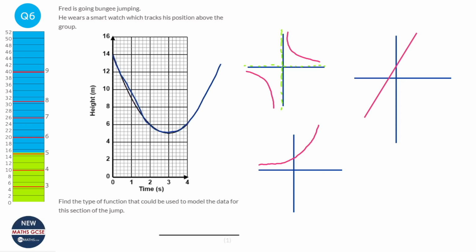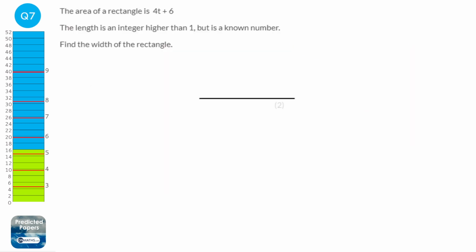So if we carry this on, it could be a nice U shape. It could also be a cubic graph as well. So it could go up and then down and then up, and that's a cubic graph. But the most obvious one is a quadratic graph. So quadratic function. So for this question, what we need to do is factorise 4t plus 6.